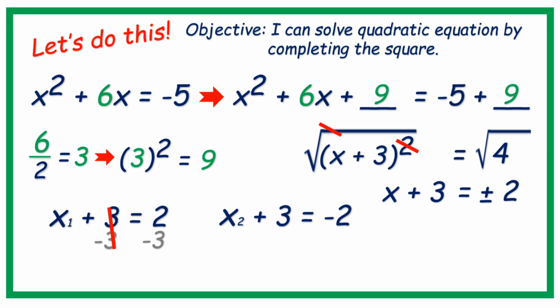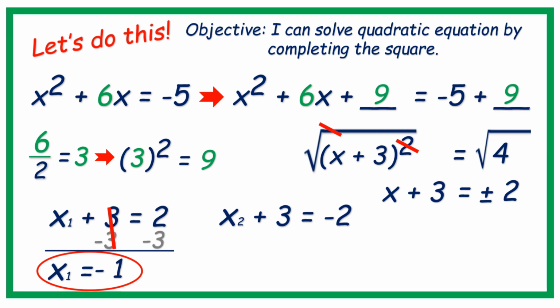So 2 plus negative 3. Again, if you're adding integers with different signs, just subtract and copy the sign of the larger number. In this case, the sign of the larger number is negative. So the answer, x sub 1 equals negative 1. You got it. Just like that.